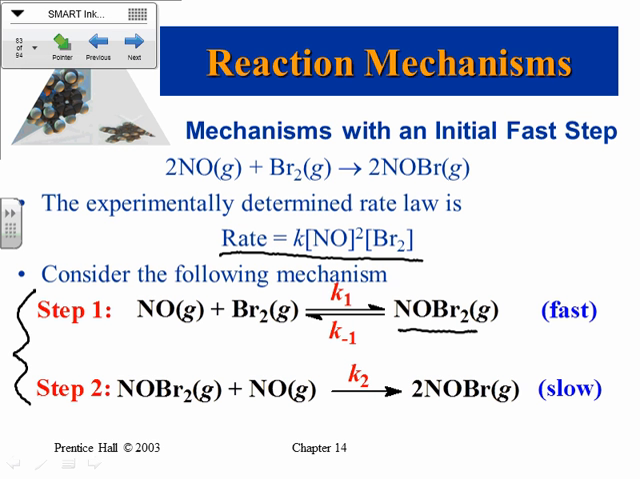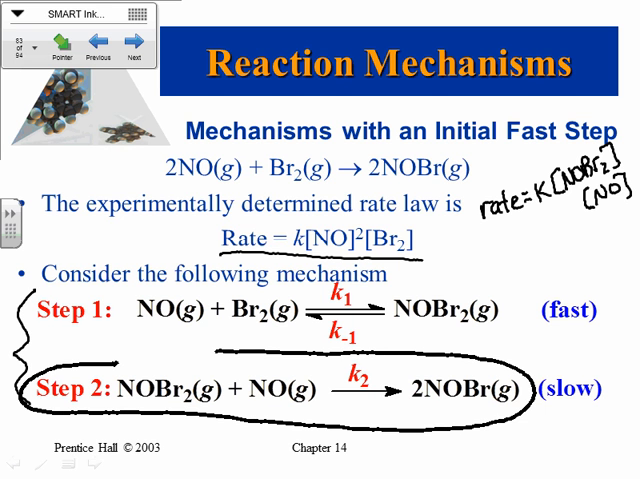Now here's the problem, though. Notice on this one, the slow step is the second step. So if I wrote my rate law based on the second step in this reaction, my rate law would be this. Rate equals K times NOBr2. Oh, ran out of room. Sorry, I'm going to have to put this other one in the next line. Times NO. Okay? And that matches this second step in the mechanism.